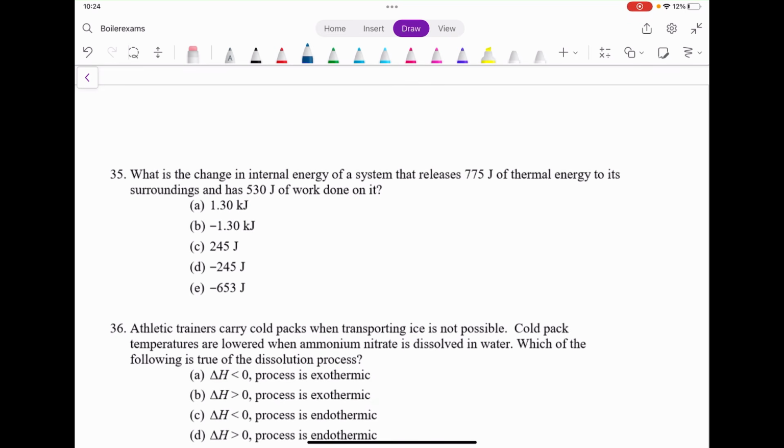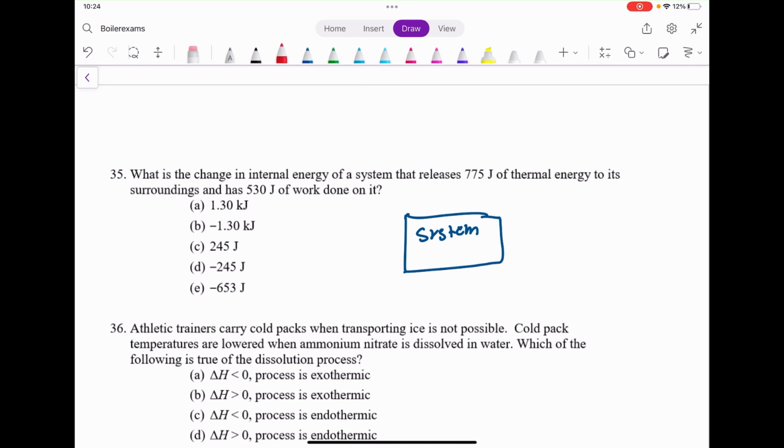35. What is the change in internal energy of a system that releases 775 joules of thermal energy to its surroundings and has 530 joules of work done on it? Oops. Actually, I'm not going to do that. Here's my system. It's a box. Okay. This is just, can you read a word problem and interpret the words and verbs they use correctly?